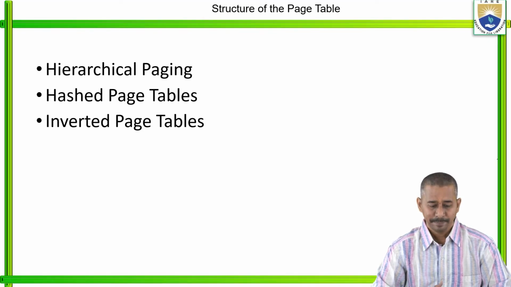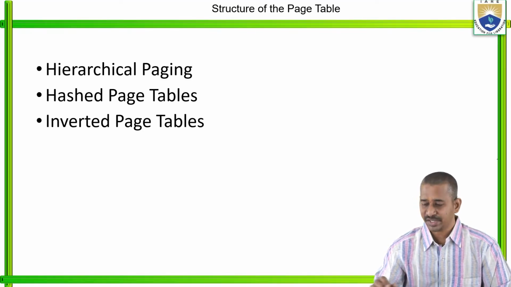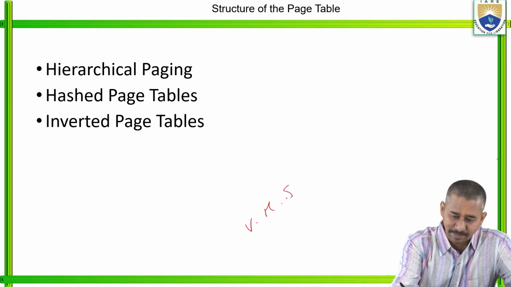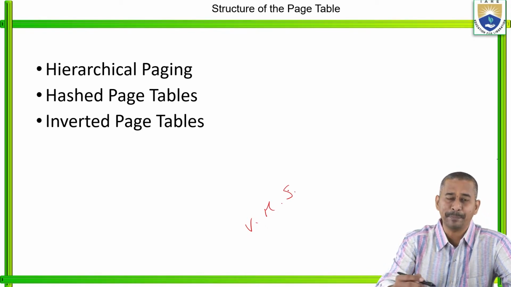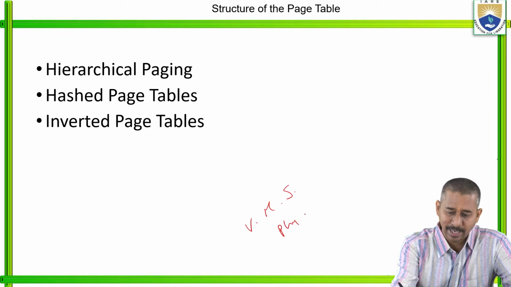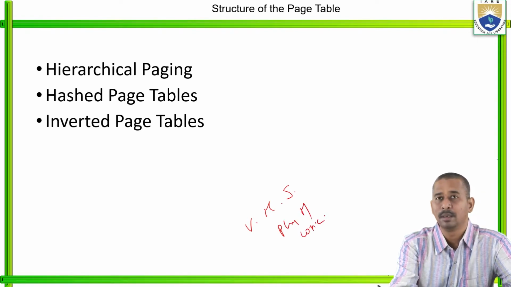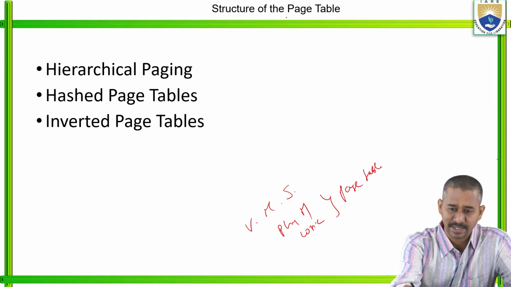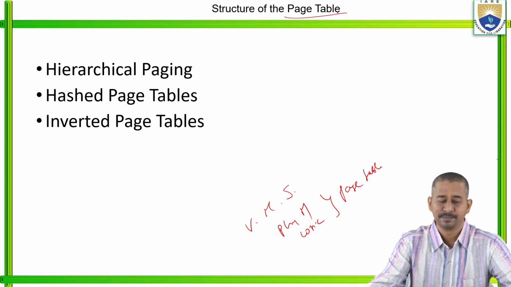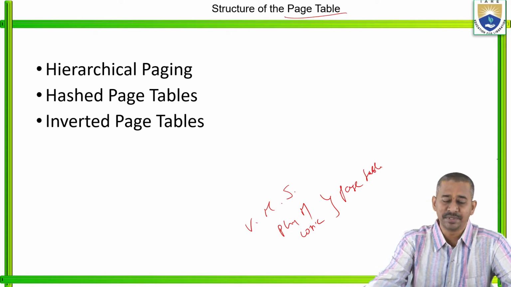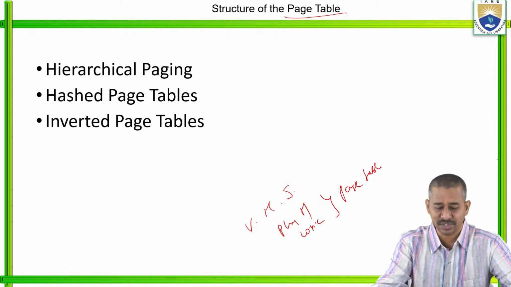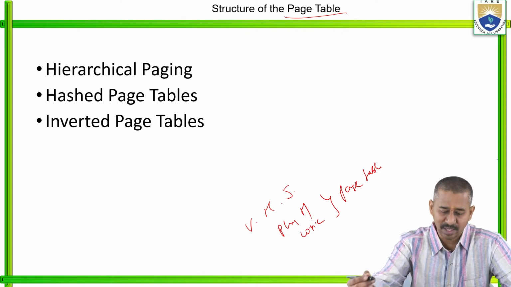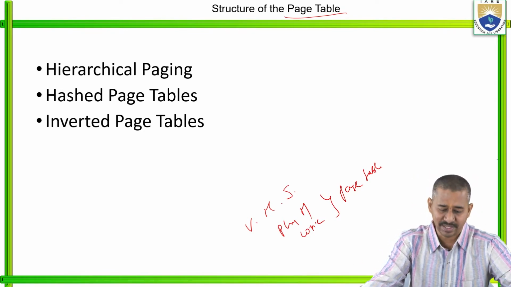Basically, the data structure that is used by the virtual memory system to store the mapping between physical memory and logical memory is known as a page table. So the data structure which is used by the virtual memory system to store the mapping between the physical address as well as the logical address is known as the page table.